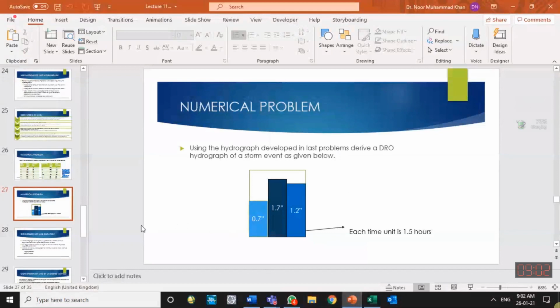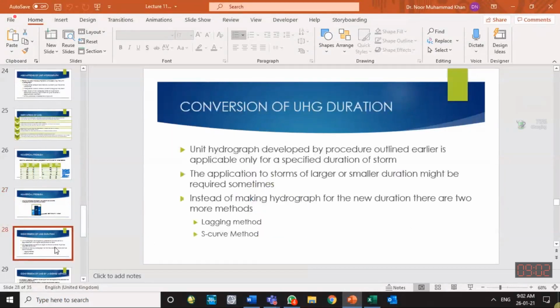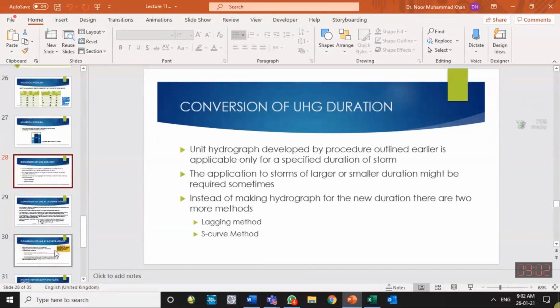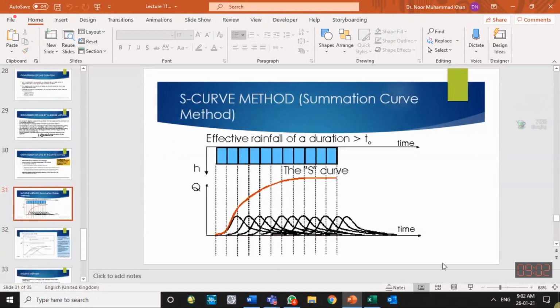Please submit it. I take a small break over here, a 5-minute break, and I will start the rest of this lecture: how to convert a unit hydrograph of a certain duration into a unit hydrograph of another duration. We call it conversion of unit hydrograph, and I know that you have done it in lab also, so it will be a good revision for you. Okay, thank you. 5 minutes and come back.